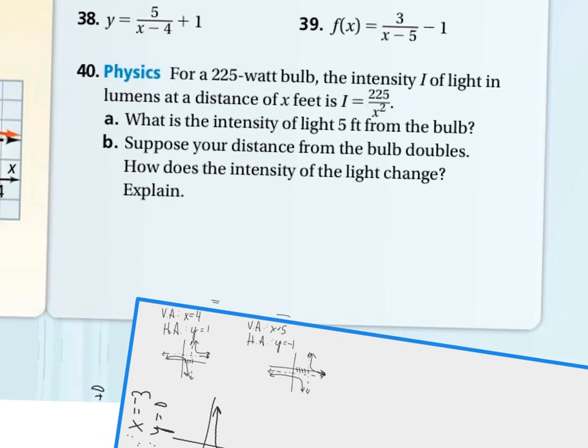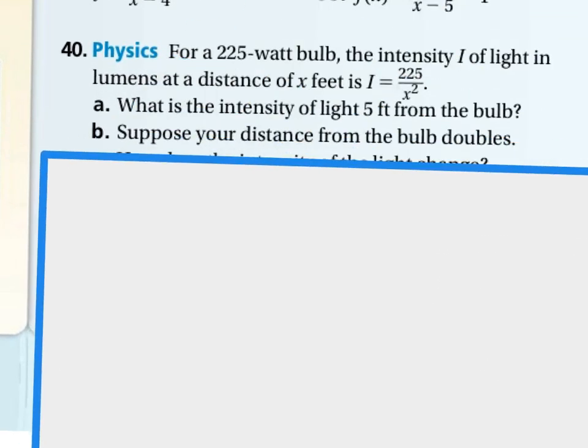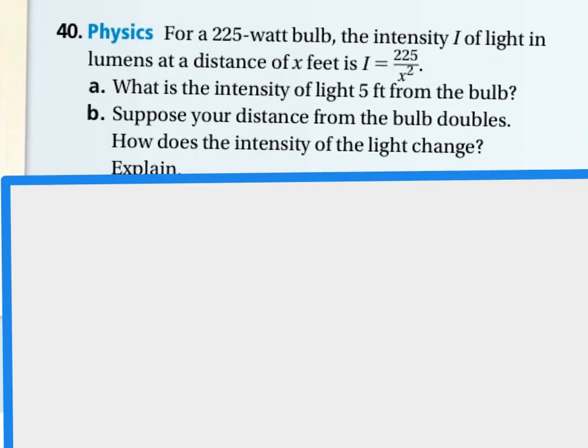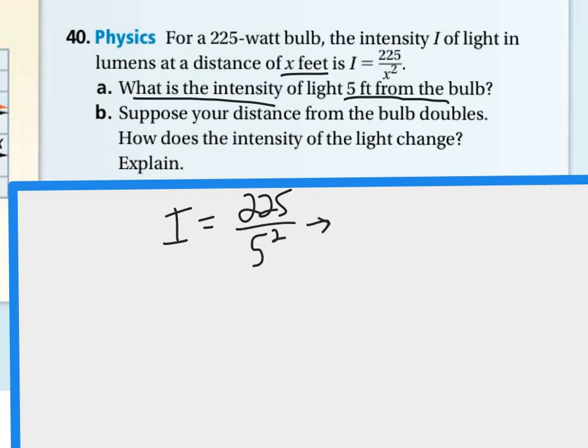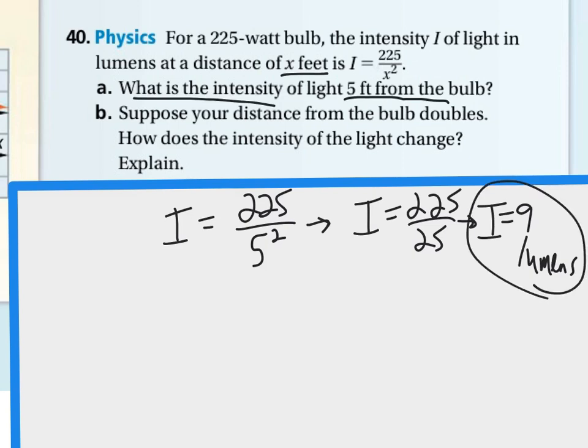And number 40, 225 watt bulb, the intensity, they've given us an equation here, and they're asking what is the intensity 5 feet from the bulb. The intensity is I, x is the number of feet, so 5 feet from the bulb, we would just put a 5 in place of x. So 225 divided by 25, which would be 9, so 9 lumens would be our intensity there.